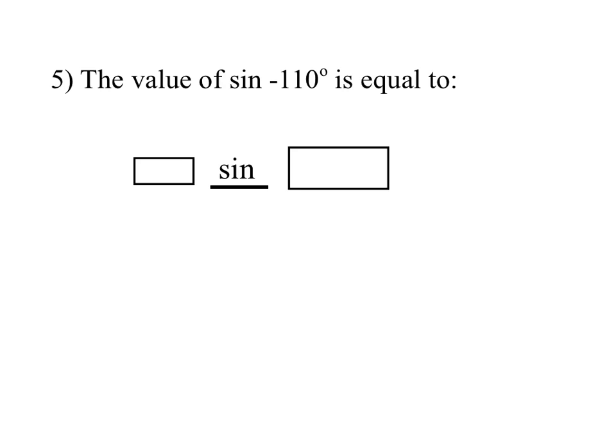So pause it, try the other 3, see what happens. So this one would be negative sine of 70. Now, remember, negative 110 is down here. It's negative 110 because we're going down.